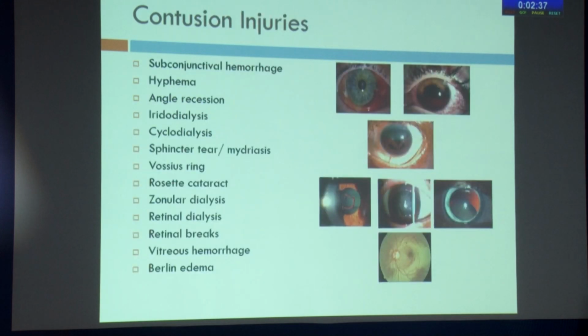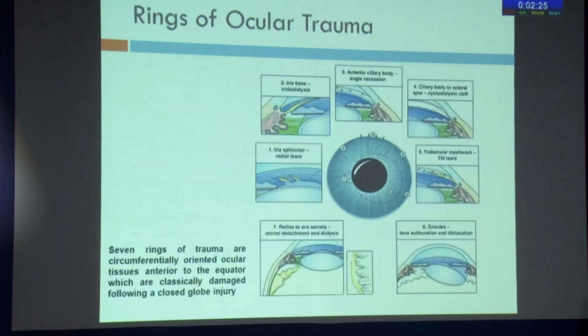eye. Some of them are subconjunctival hemorrhage, hyphema, angle recession, iridodialysis, cyclodialysis, sphincter tear, rosette cataract, zonular dialysis, retinal dialysis, Berlin's edema, vitreous hemorrhage. So this is very important when we talk about rings of trauma. The 7 rings of trauma are circumferentially oriented ocular structures anterior to the equator, which are classically damaged following a closed globe injury due to coup-contrecoup injury.